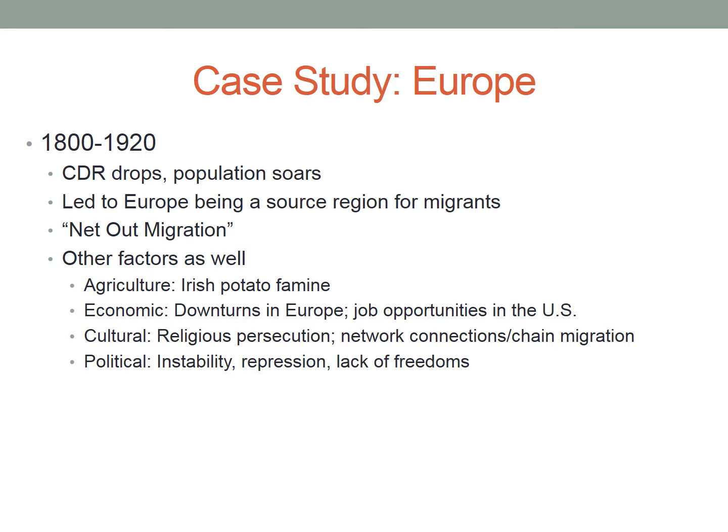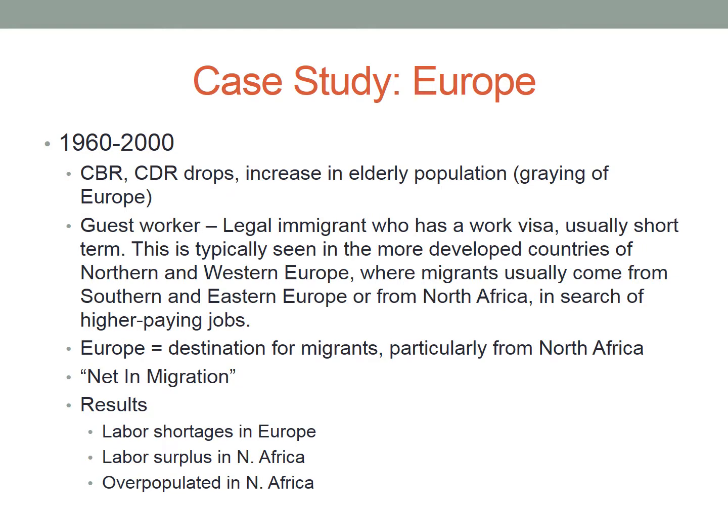And so in this case, we're looking at why people were leaving Europe at this time. And there's a lot of different reasons. Agricultural reasons, political reasons, and certainly demographic reasons. And that's what the migration transition model is all about, looking at the demographics that cause certain migration patterns.